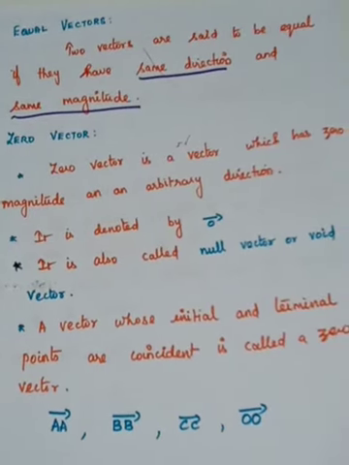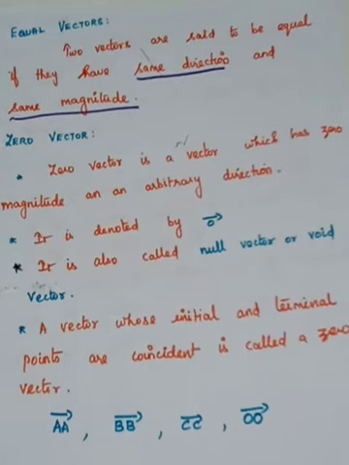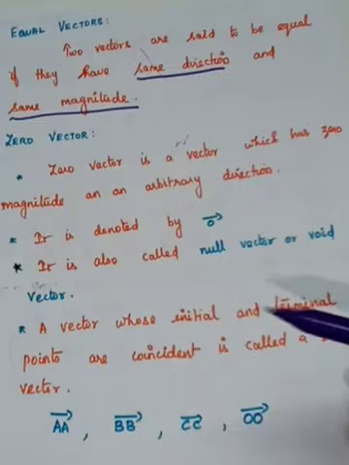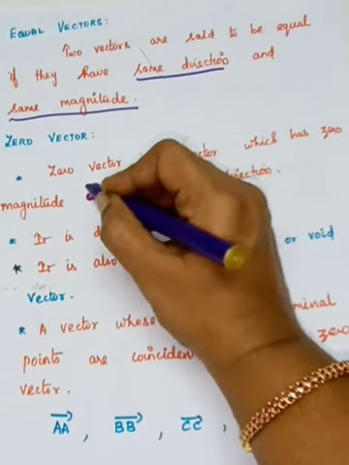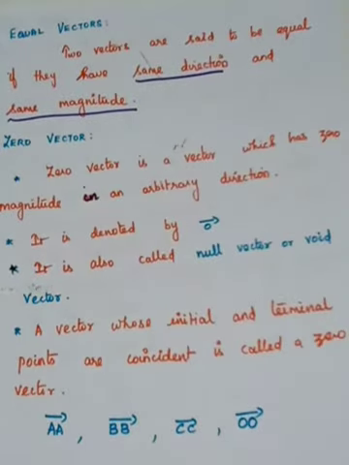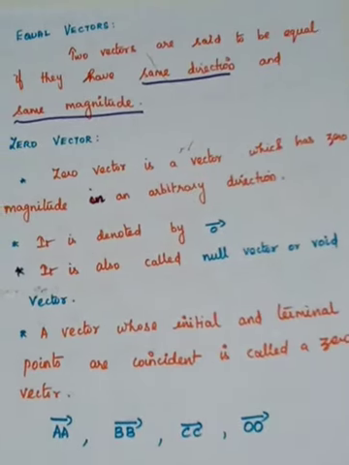The next one, we are moving to the zero vector. A zero vector is a vector which has zero magnitude and an arbitrary direction. So you need not worry about the direction. The zero vector's magnitude is 0. Magnitude is nothing but the length of the line segment. So if the length of the line segment is 0, they will have the same initial and terminal point.